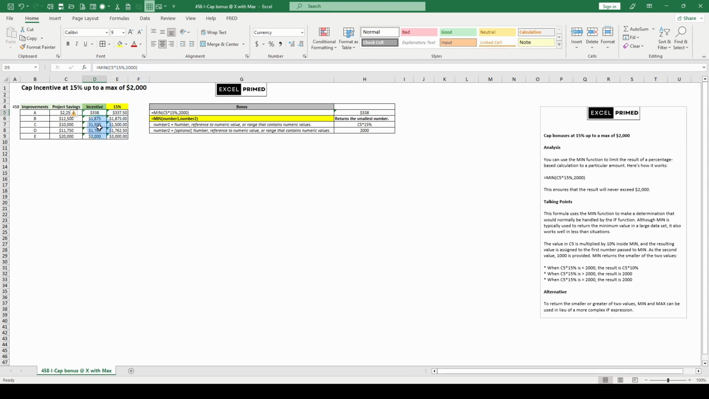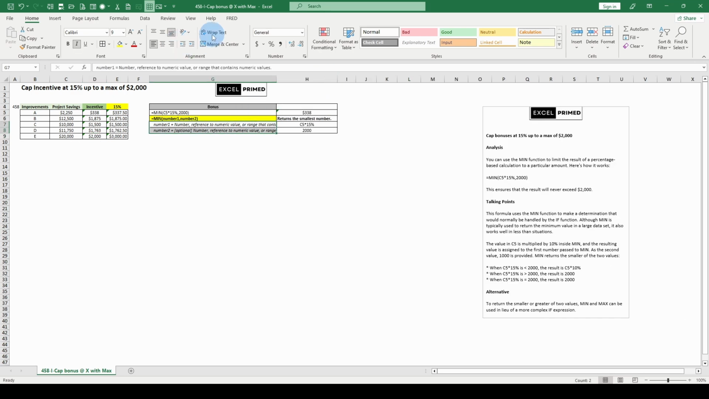So it's looking for up to $2,000, and here the project savings is $20,000, but the 15% is $3,000. I'm going to provide you the minimum number. Got it? $20,000 times 15% is $3,000, but min saying, we're capping this at $2,000. Got it? Here's the layout. If you need to read it, go ahead.